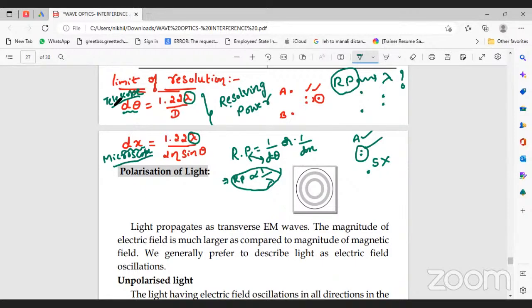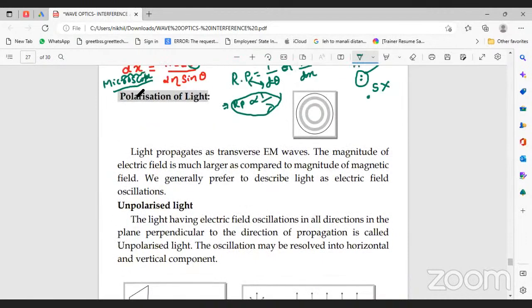For the telescope, it is 1.22 lambda by capital D. For the microscope, it is 1.22 lambda divided by 2n sin theta. So this is the concept of the limit of resolution in the case of the telescope and in the case of the microscope.